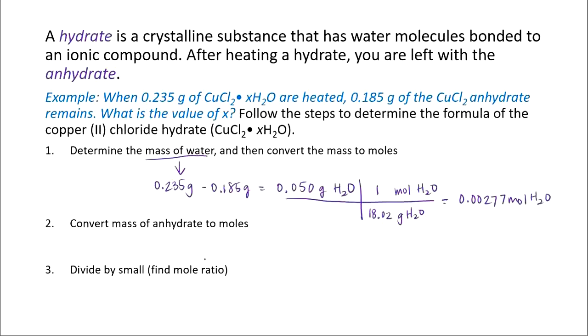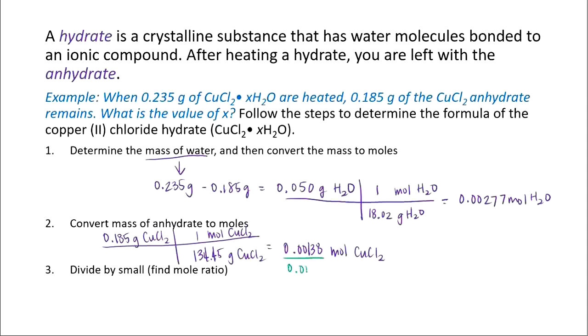Step 2, convert the mass of the anhydrate to moles. So we're going to use 0.185 grams of the anhydrate, which is really just copper(II) chloride, and convert this to moles. So that's 134.45 grams of copper(II) chloride on the bottom of our fence. We divide and we get a value of 0.00138 moles of copper(II) chloride. So step 3, we're going to divide by the smallest number out of these two, which is 0.00138.